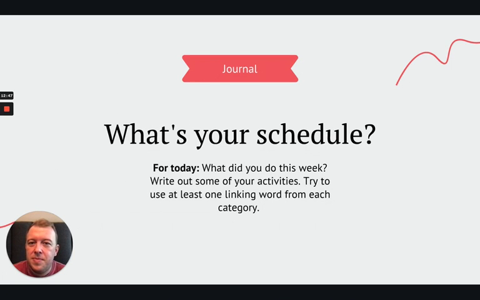So to end today, let's think about our journal activity. So what's your schedule? I want you to write about what you did this week. Write out some of your activities. Try to use at least one linking word from each category. Okay? So I want you to write out your schedule, and maybe you write it without linking words and without introductory clauses first. And then afterwards, you can try to add some in, okay? But try to link one activity or one day to the next, okay? So write a couple paragraphs, try it out, and I will see you in the next lesson.